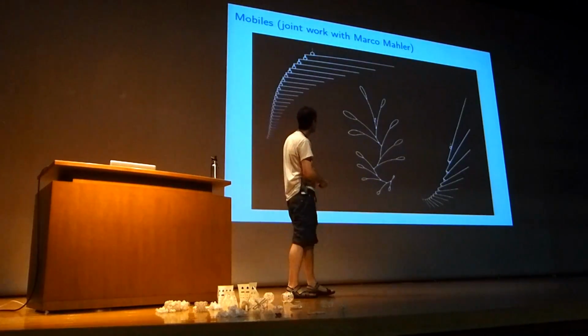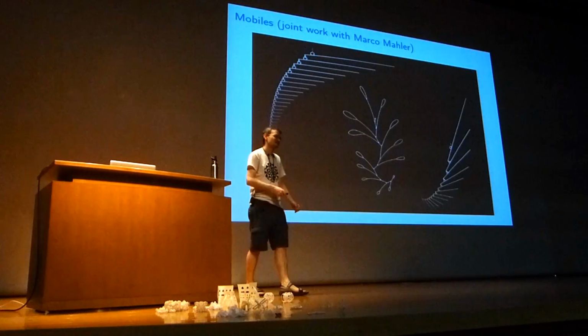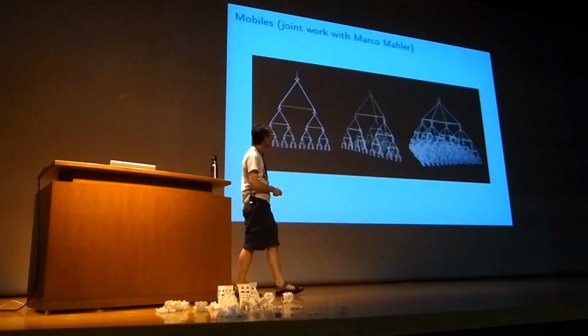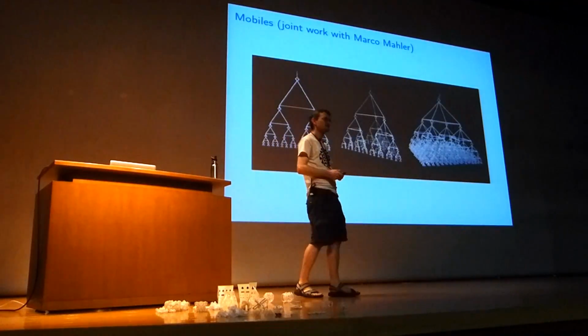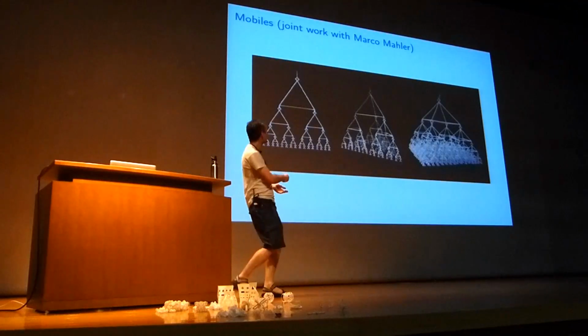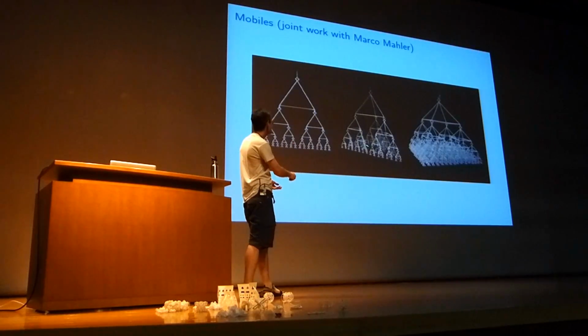So I didn't really get anywhere with this, but maybe there's some interesting mathematics and interesting things to be solved there. Here's another project, again, with Marco. So these are mobiles that are trees. So this is a binary tree over here. This is a ternary tree.